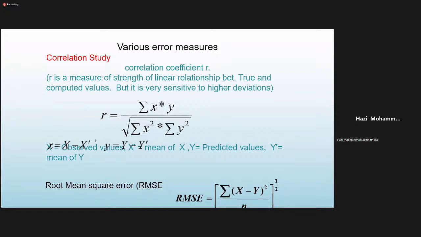So for any model, the correlation coefficient is very sensitive. That's why if you submit papers to the American Society of Civil Engineers, they mostly prefer root mean square error, or simply mean square error. Next please.